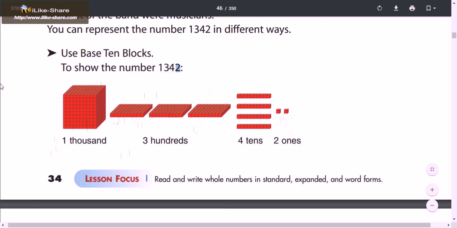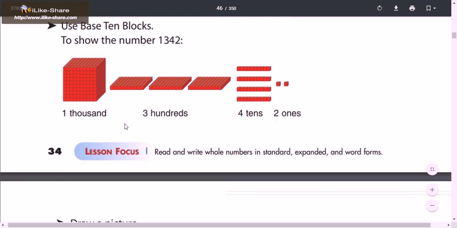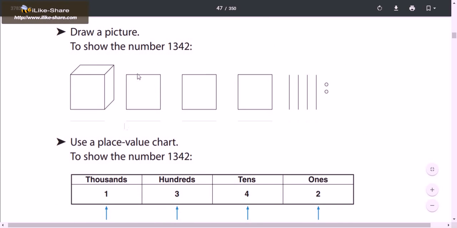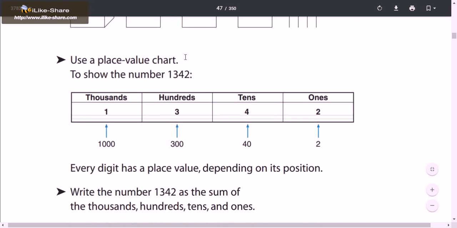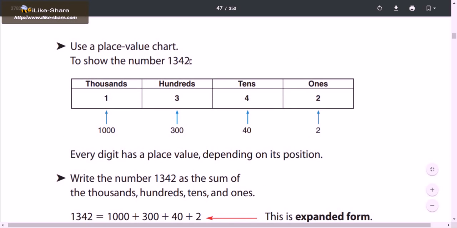I know it's pretty hard to draw these because they're so detailed, so what we can do is make our life a little easier and use these pictures instead. We can draw a picture. We can draw a cube for the 1,000, 3 squares to represent the 300, 4 tens bricks represented by these sticks for the tens column, and 2 singles here to represent our ones.